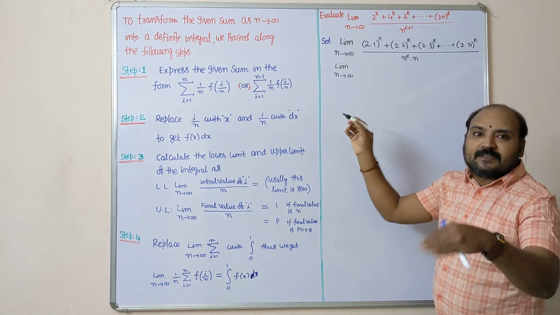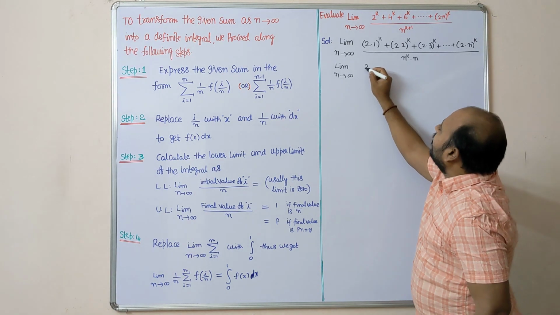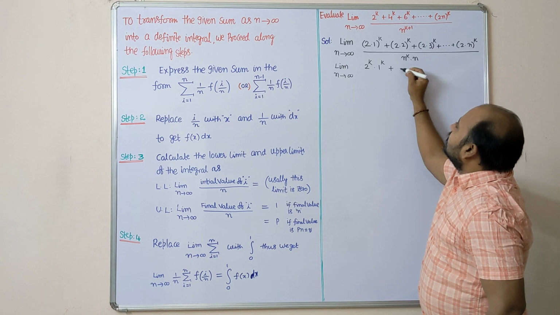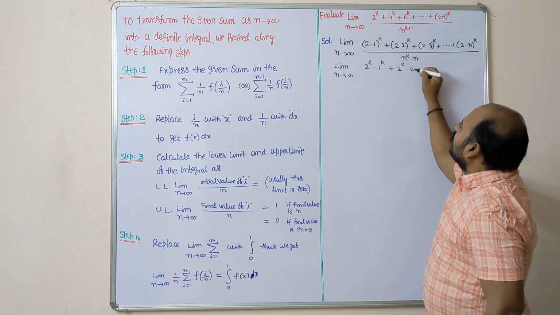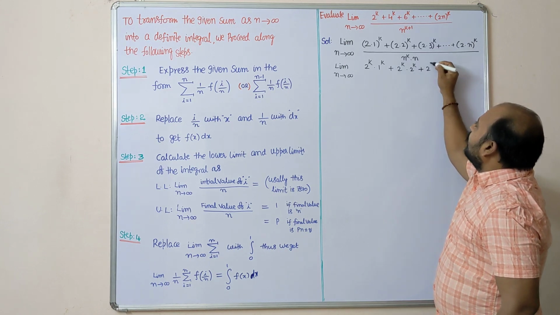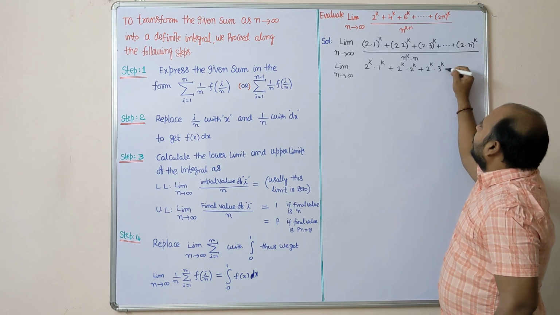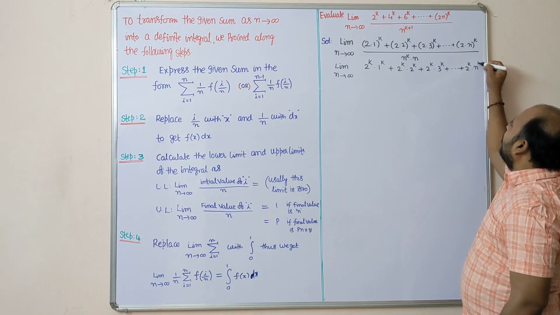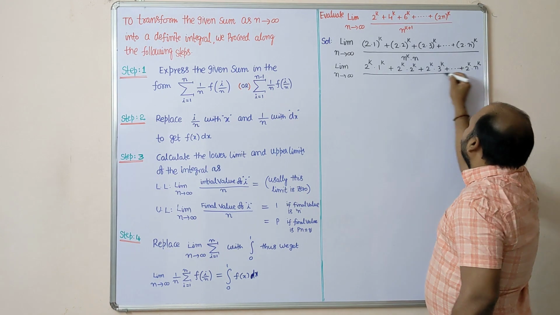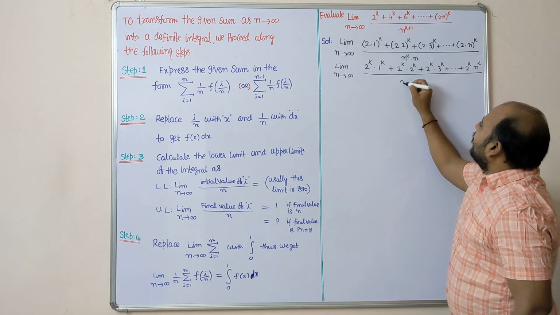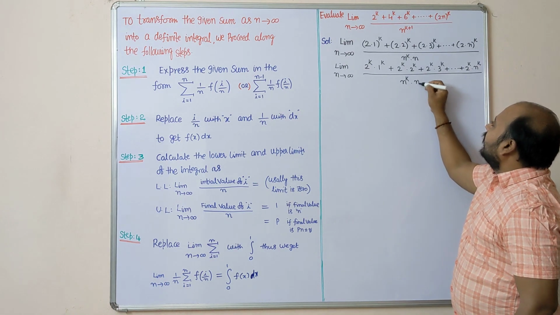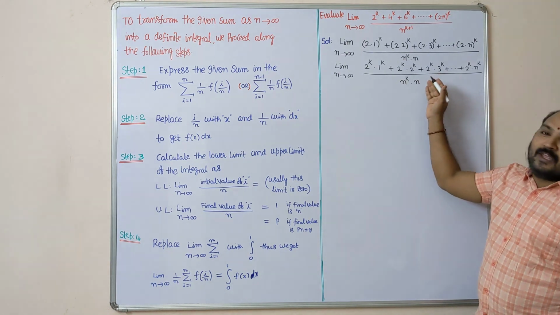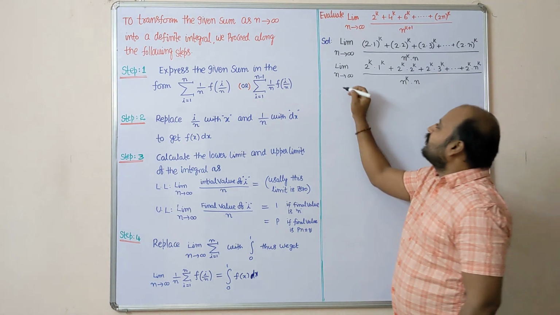(ab)^m means a^m into b^m. So 2^k into 1^k plus 2^k into 2^k plus 2^k into 3^k plus and so on, 2^k into n^k, divided by n^k into n. In the numerator, 2^k you have to take common.